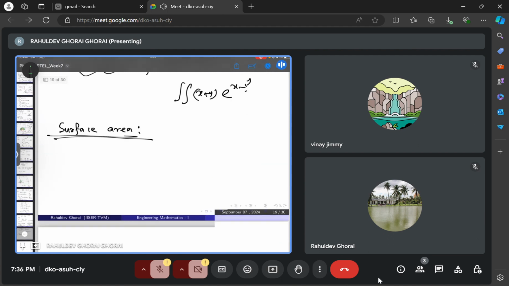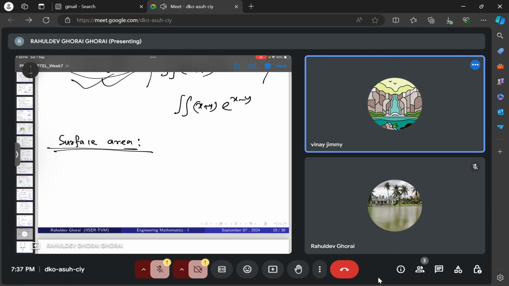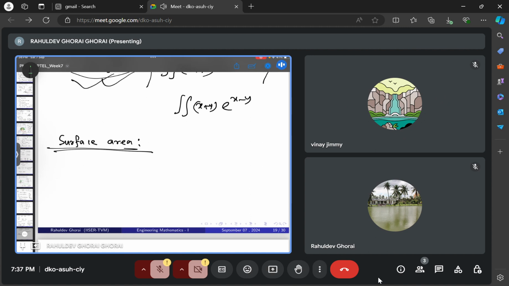Okay, so if there are no more doubts, shall we move to surface area, finding out the surface area? Okay, let's move to the surface area one.